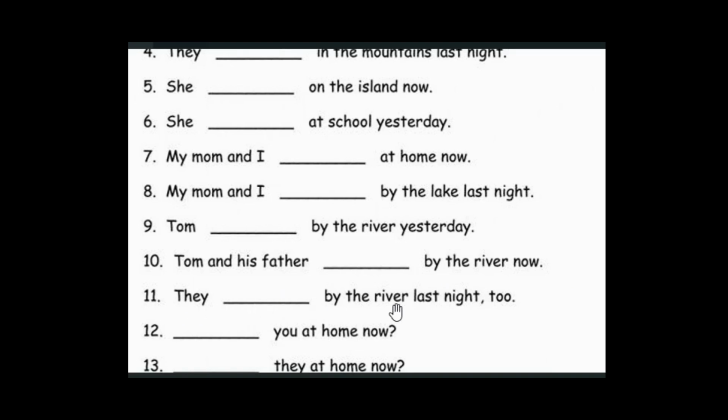"They dash by the river last night too." They were by the river last night too. They were, this action completed, finished in the past. They are plural, so we should use were, because this action was completed last night. So they were by the river last night too. They were also at the river.